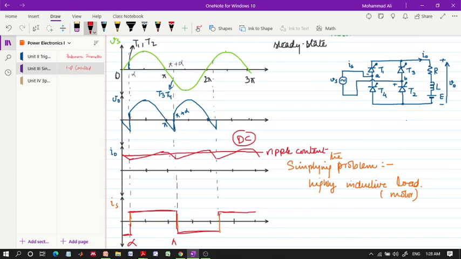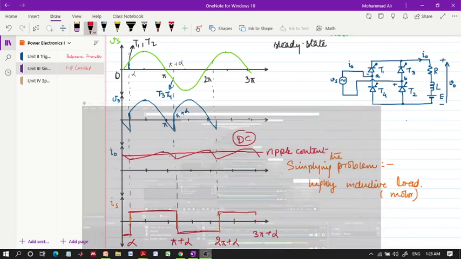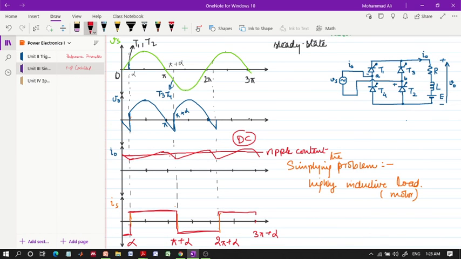So this is alpha, this is pi plus alpha, this is 2 pi plus alpha, and this is 3 pi plus alpha, right? Let me check if it is recording or not. Yes, it is recording. So instead of using a rippled output waveform, we can analyze this waveform simply using Fourier analysis. Fourier analysis of this kind of waveform is easier than that of the earlier waveform, right? So in the next video we are going to discuss the mathematical aspect of these waveforms.